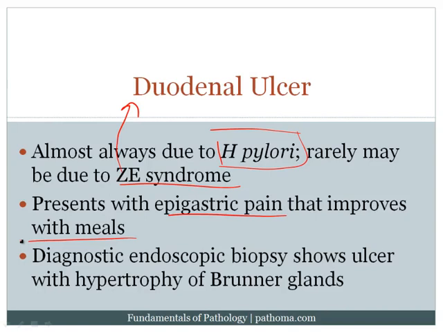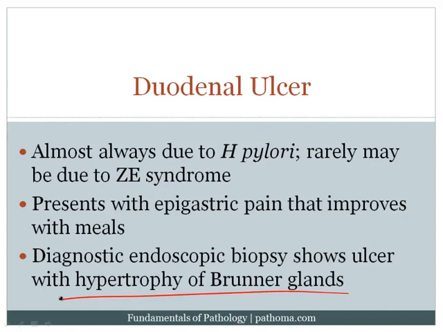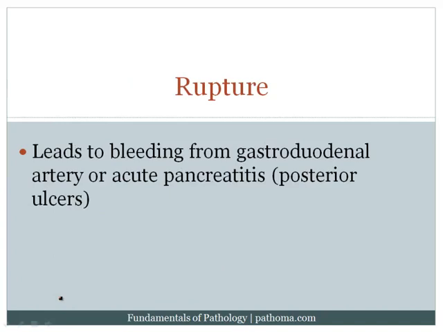Now, the way by which you could prove that there's a duodenal ulcer and confirm the etiology is to do an endoscopic biopsy, and that would show the ulcer along with hypertrophy of the Brunner's glands. And the Brunner's glands are glands present within the wall of the duodenum that of course produce a mucus-like substance, and so of course there would be excess mucus-like substance to try to protect against this damage that's occurring with a duodenal ulcer. Now, one of the complications of duodenal ulcer is that it can rupture, and one of the complications of rupture is that you can get bleeding from the gastroduodenal artery, or you can get acute pancreatitis.